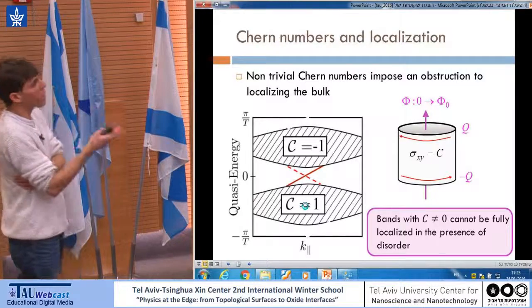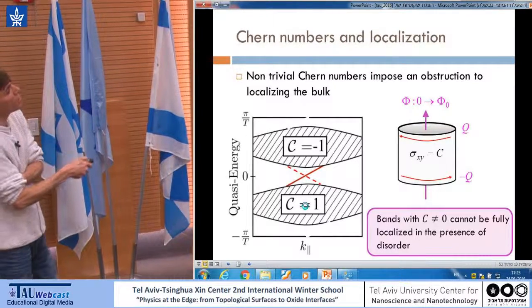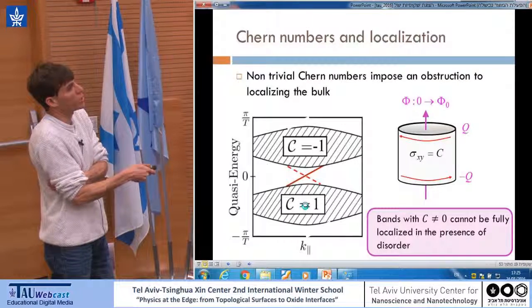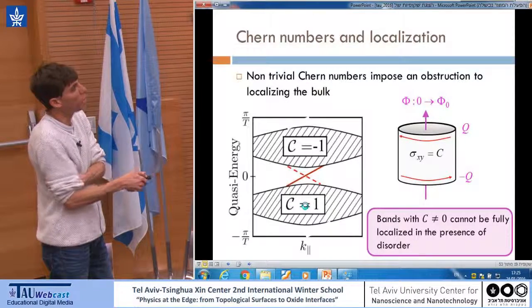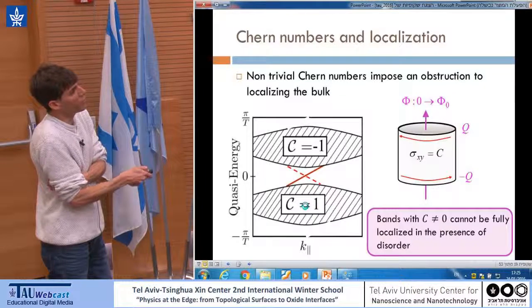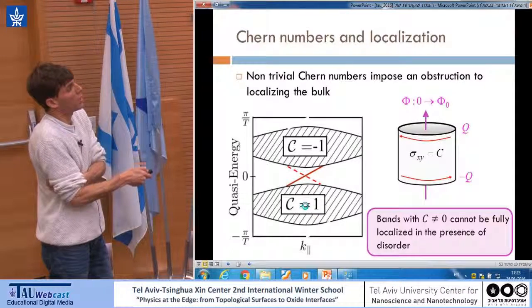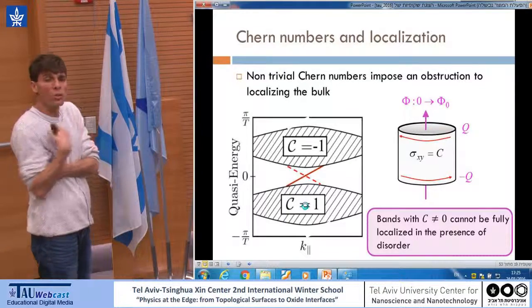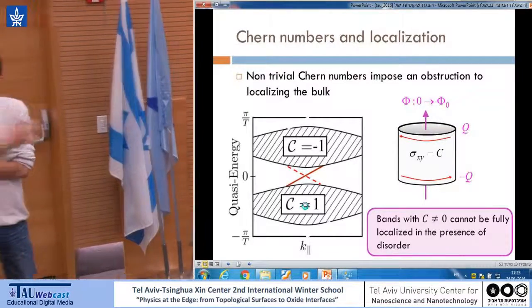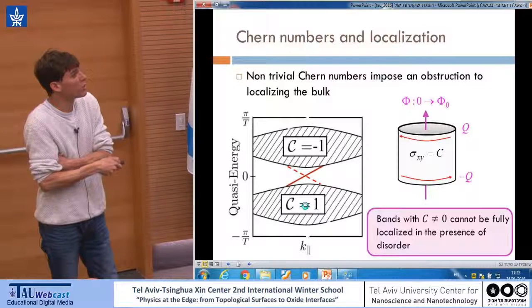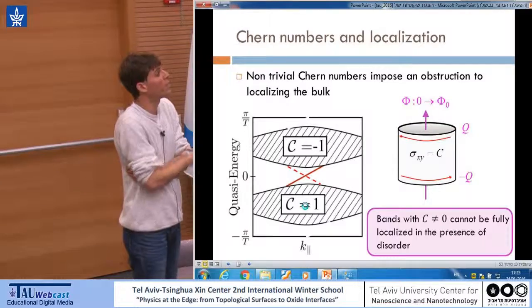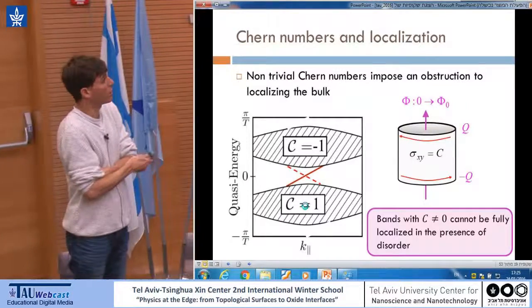And it's a well-known argument. If you have a band structure with a non-zero Chern number, it necessarily has a Hall conductance which is proportional to the Chern number. Therefore, say if I put it on a cylinder and I pump in magnetic flux, I have to transfer charge from one edge to the other. And this is only possible if there are delocalized states in the bulk. So if the Hall conductivity is non-zero, the Chern number is non-zero, I cannot fully localize the bulk. I always have to have a delocalized state in the bulk.